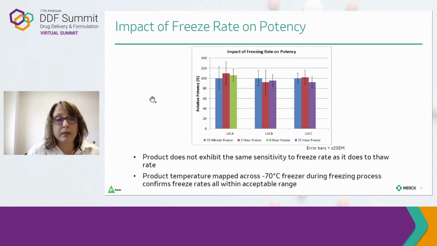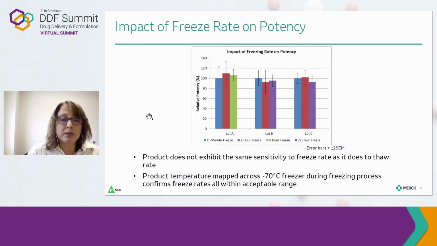Just like we looked at thaw rate, we also looked at the impact of freeze rate on potency. Luckily here, the product did not exhibit the same sensitivity to freeze rate as it did to thaw rate. Here again is relative potency, so a 15-minute freeze would be considered your fast freeze. And then we had different times, 2 hour, 8 hour, 72-hour freeze, really extending the times. And we really didn't see a sensitivity to the freeze rate.